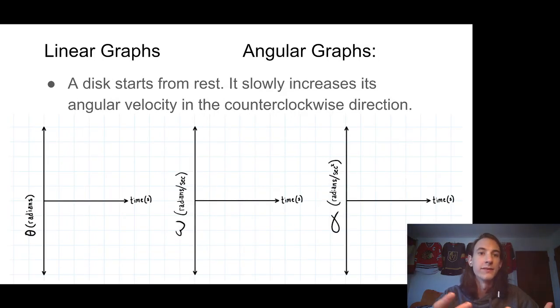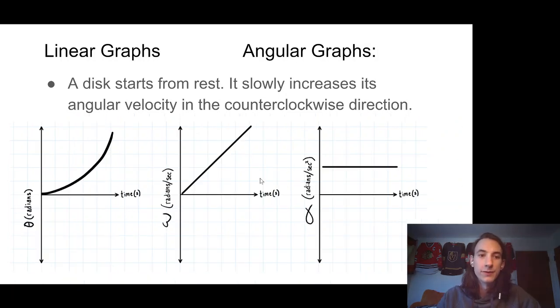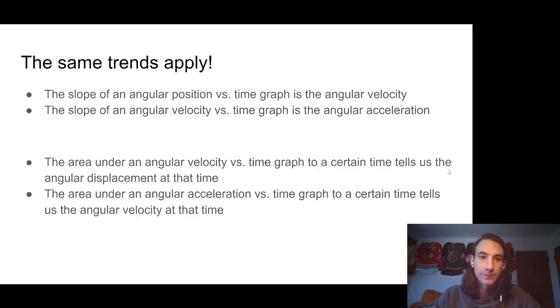And so we said, okay, a disk starts from rest. It slowly increases its angular velocity in the counterclockwise direction. That would look like the same exact trend. We start off, we're not changing our radians over time, and then that slope increases. So we get this increasing change in radians over time. We start to cover more radians over the same amount of time. Our angular velocity goes up. We start at 0 and go to an increased angular velocity, and then our angular acceleration is just going to be constant. So we see the graphs look the same way. We can think about the graphs in the same exact way, and the same trends apply.